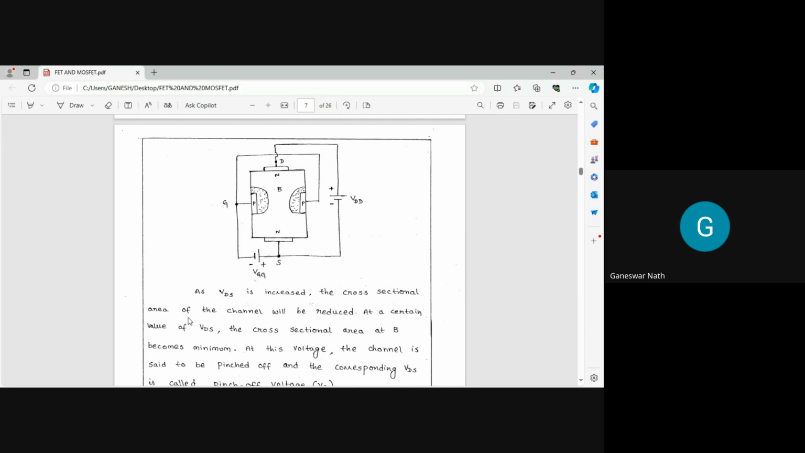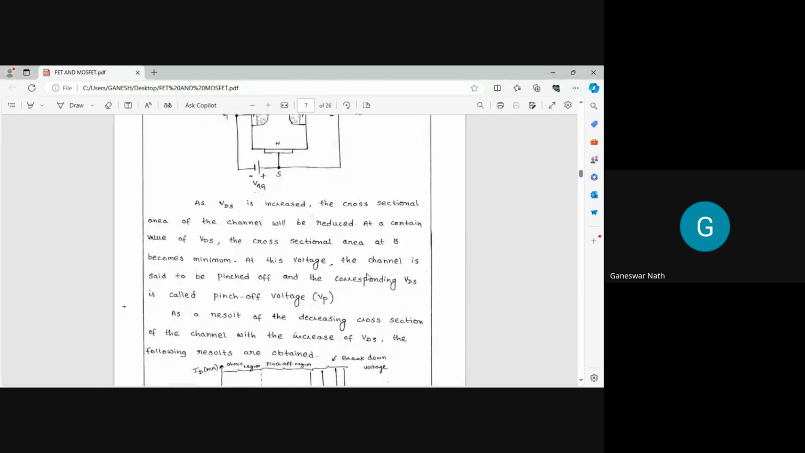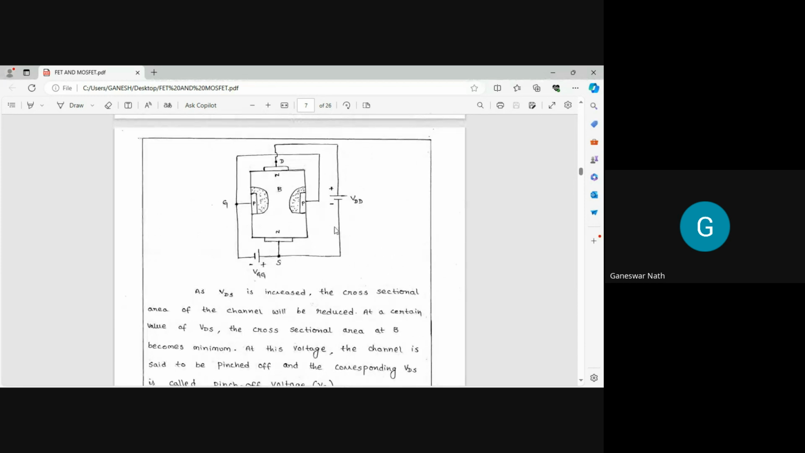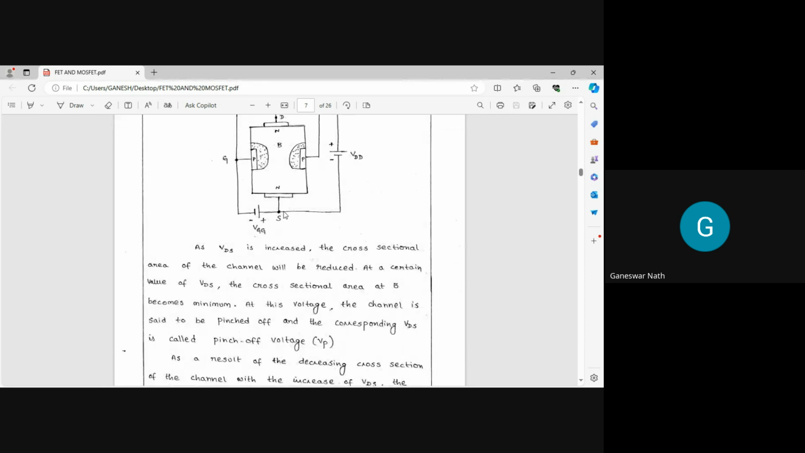At a certain value of VDS, the cross-sectional area at B becomes minimum, because when VDS is increased, the channel becomes reduced, and you can find the cross-sectional area at B also becomes very small. At this voltage, the channel is said to be pinched off, and the corresponding VDS is called the pinch off voltage. Remember.